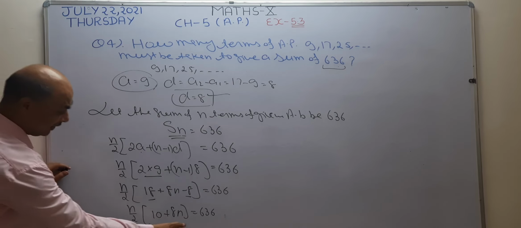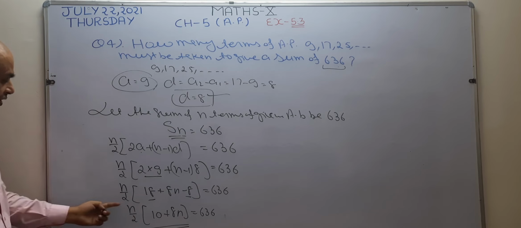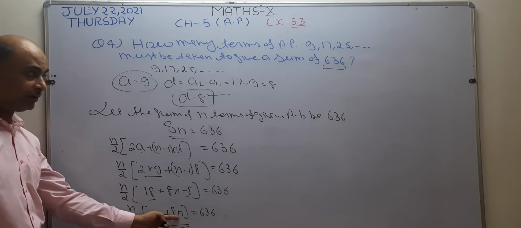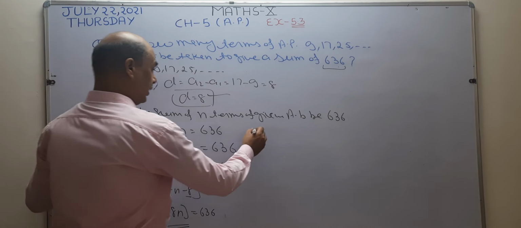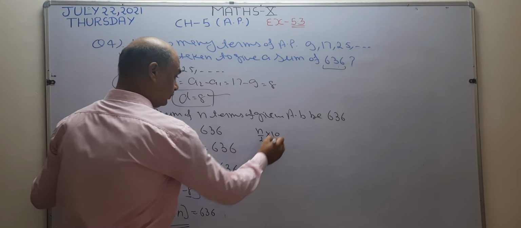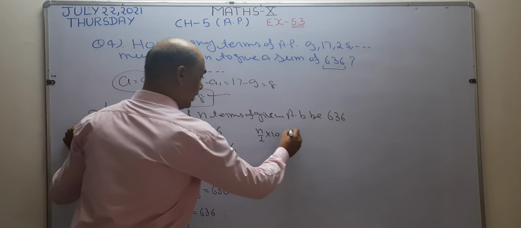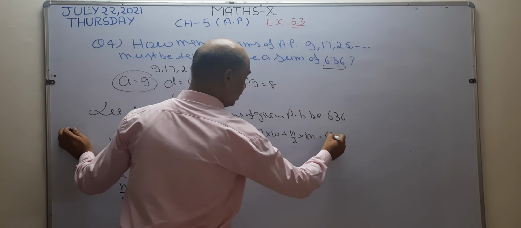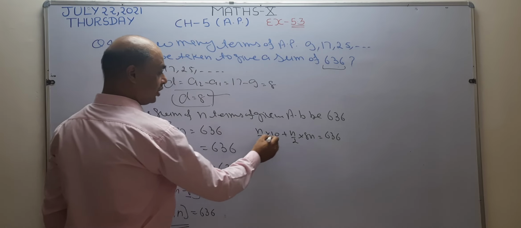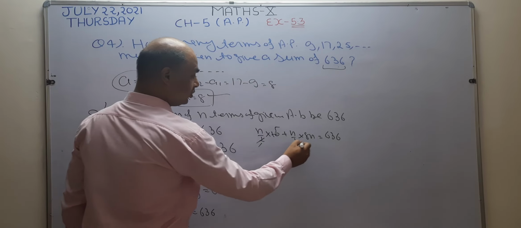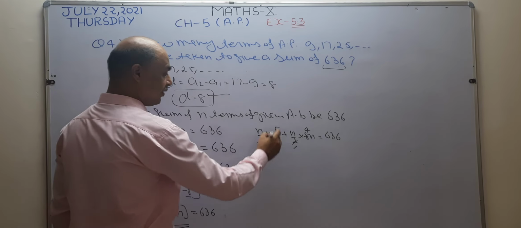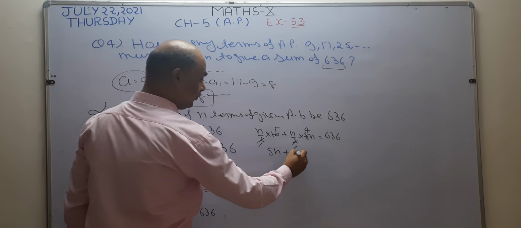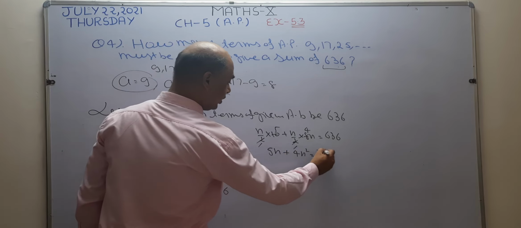Now I'm going to open the bracket. When I open the bracket, this n by 2 is going to multiply by 10. After that, this n by 2 is going to multiply by 8n. See, right here. n by 2 into 10 and n by 2 into 8n equal to 636 is given. Now see, 2 ones are 2, 2 5s are 10, 2 ones are 2, 2 4s are 8. Now what is left? 5n plus 4n into n becomes 4n square, equal to 636.